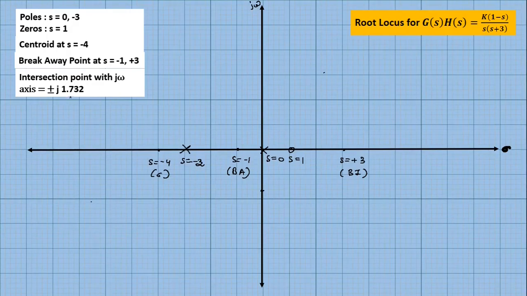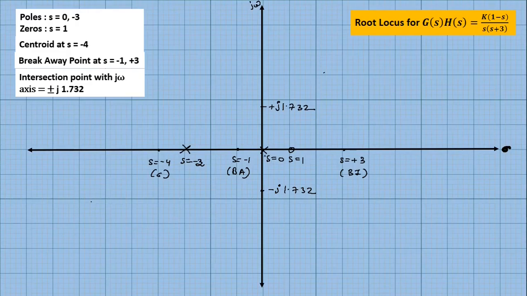Now we represent the point of intersection of the root locus with the j omega axis, which is equal to plus minus j 1.732. So somewhere here we have plus j 1.732, and somewhere here we have minus j 1.732. We had already checked by rule number 3 that the section between s is equal to 0 and s is equal to minus 3 will lie on the root locus.